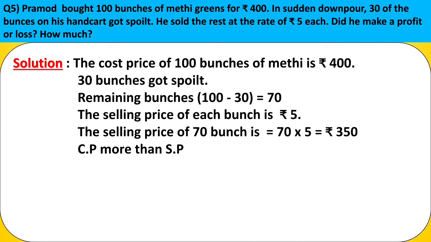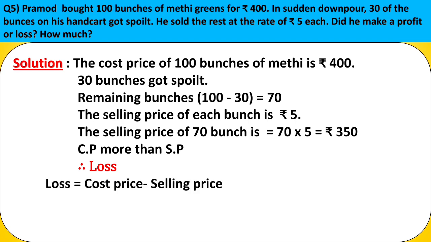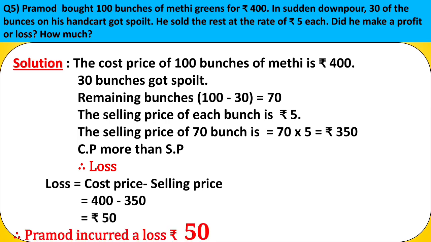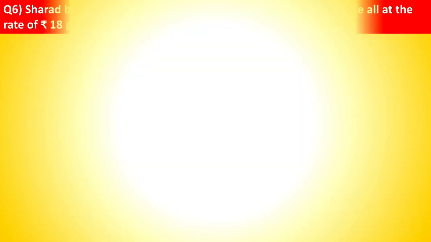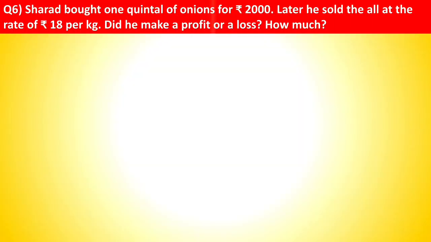It means cost price is more than the selling price. So Pramod suffered a loss. So now we will put the formula for loss. Loss equal to cost price minus selling price. 400 minus 350. Here we get how much? 50 rupees. It means Pramod incurred a loss of rupees how much? 50.